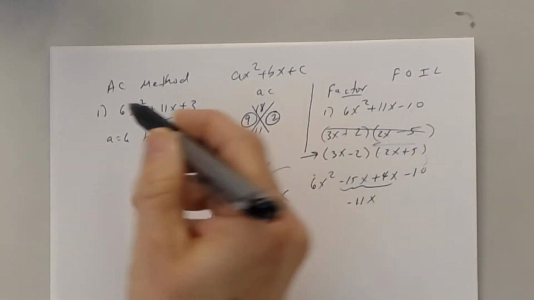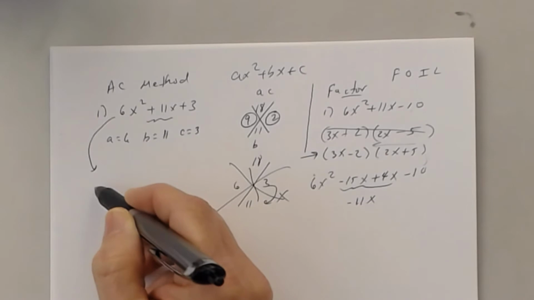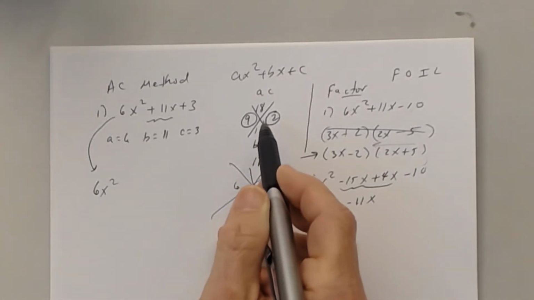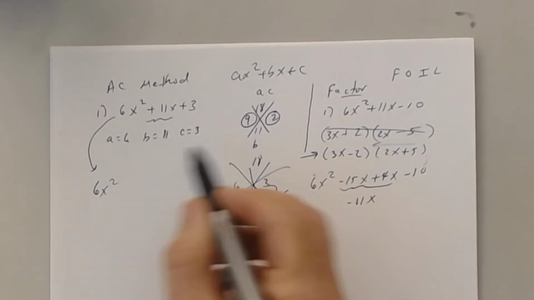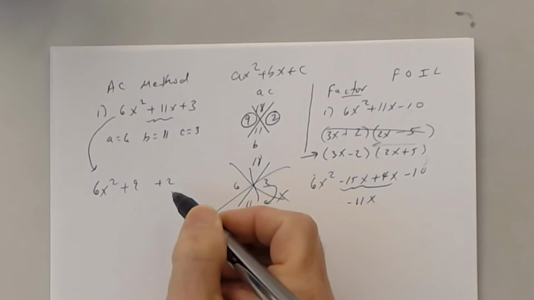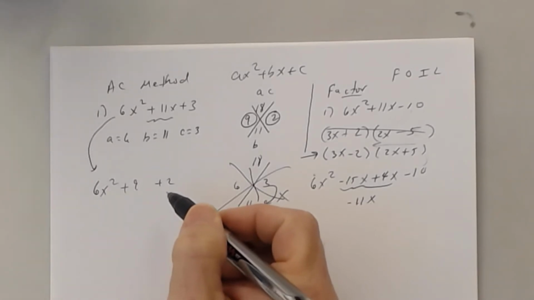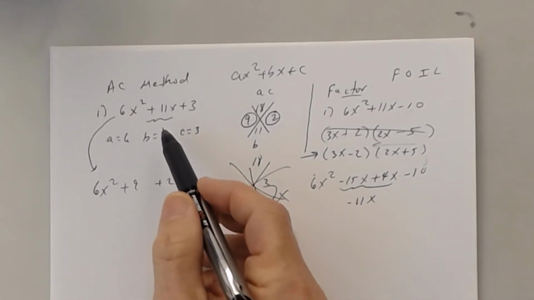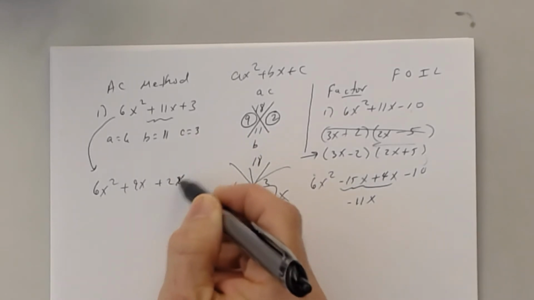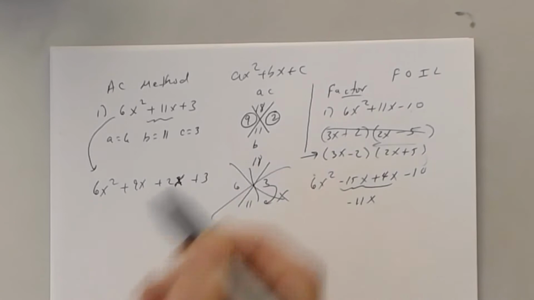So here's what you're going to do. Watch carefully. 6x squared, and then you just write the 9 and the 2 with the x, because you can't just say plus 9 plus 2, because 9 plus 2 is what? 11. But that was not my middle term. What was my middle term? 11x. So you got to say 9x plus what? 2x. And then plus 3.